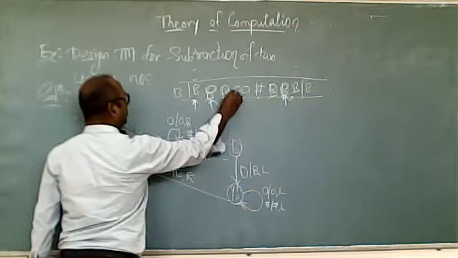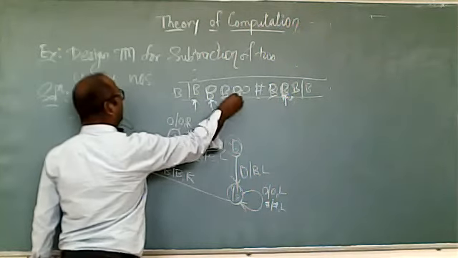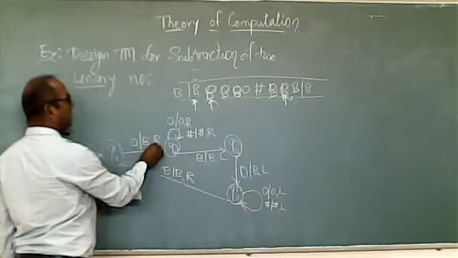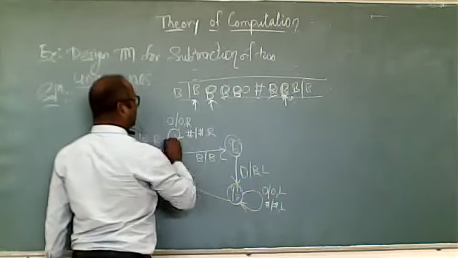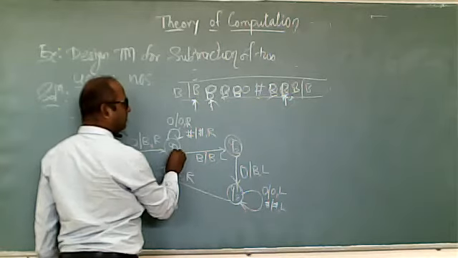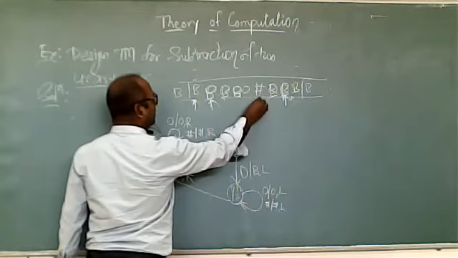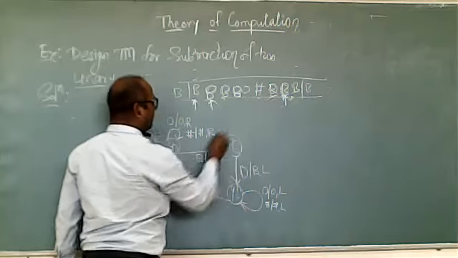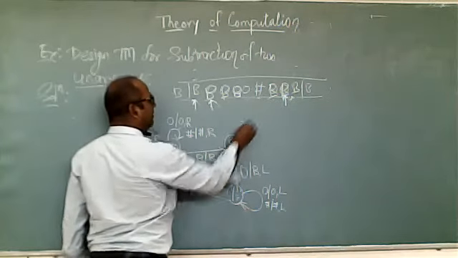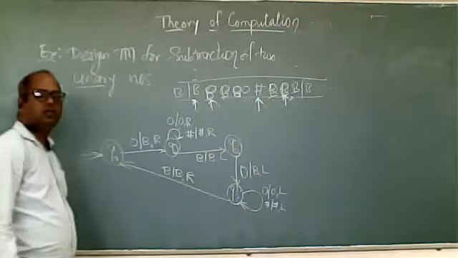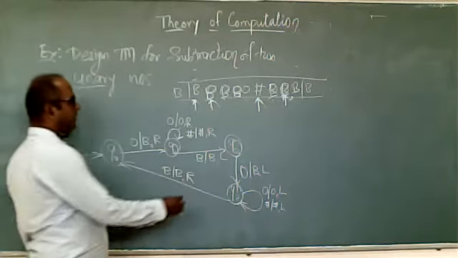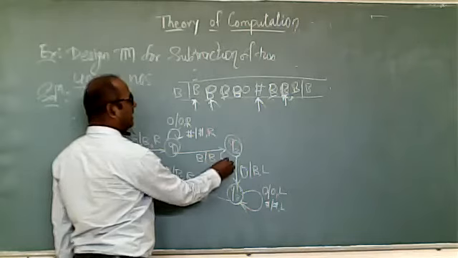Now this 0 we make a blank, this 0 a blank, 0 a blank, and right. Skip 0, skip hash, skip 0, skip hash. Okay, skip 0, skip hash. Now we are getting this blank. So blank as it is and left, blank as it is and left.